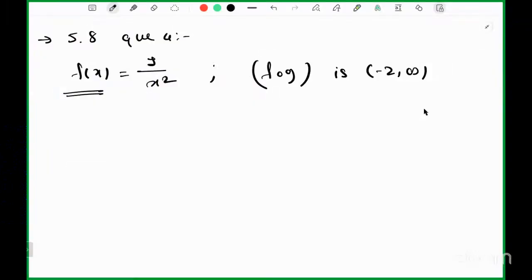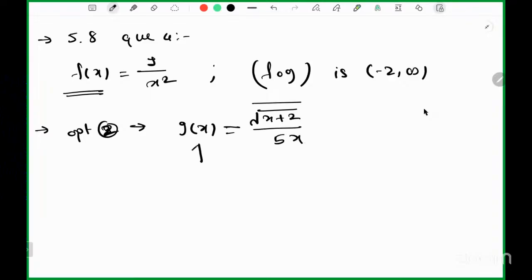Okay. So here it's given that the function f is 1 by x square and the domain of f composition g is minus 2 comma infinity. Now we have to figure out what g is. There are several options. In option number 2, g of x is given to be under the root of x plus 2 upon 5 of x.